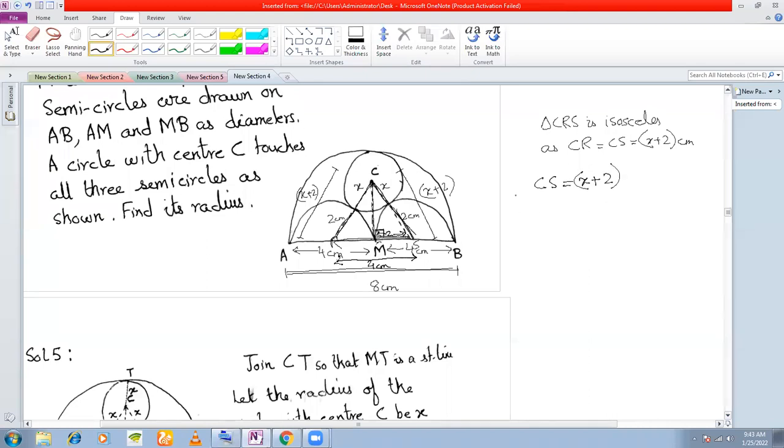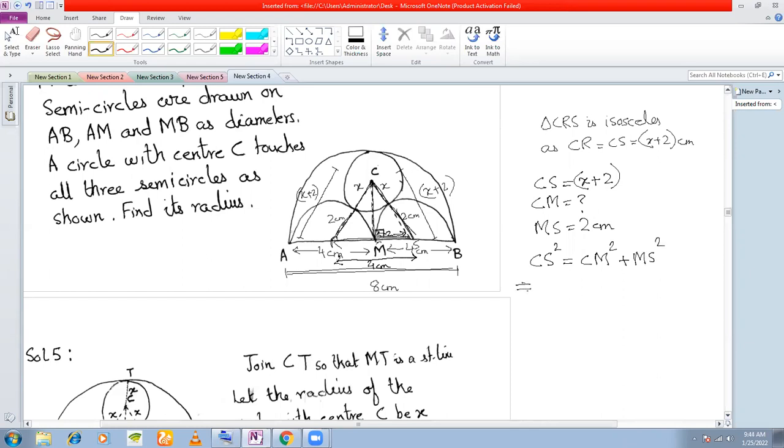What is the length of the perpendicular? We need to find out CM. And what is the length of MS? MS is 2 centimeters, right? That means we can find out the length of CM in terms of X. So from Pythagoras theorem, what can we say? CS square is equal to CM square plus MS square, right?